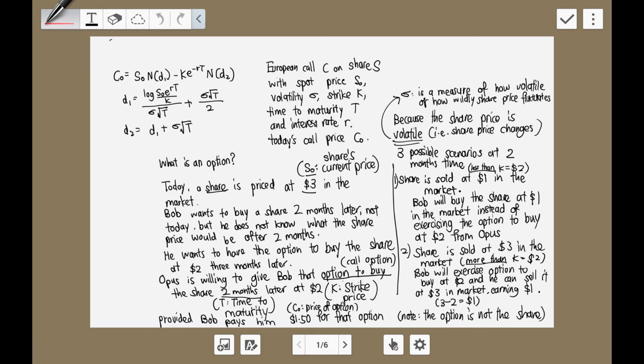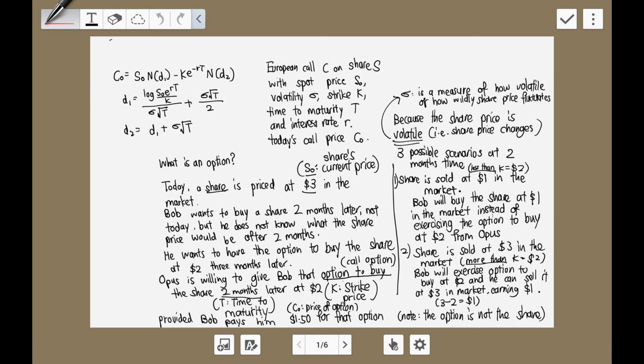To give an example first, let's say today a share is priced at $3 in the market, and Bob, a person, wants to buy the share 2 months later. He doesn't want to buy now. The characteristic of an option in finance is that it is usually about the future. That means the right to buy a share at a certain price in the future. So it's not today, but he does not know what the share price should be after 2 months, right?